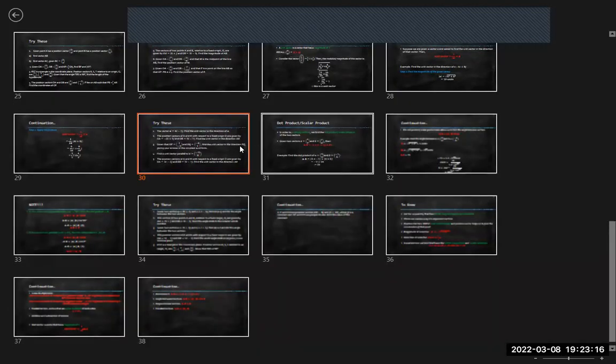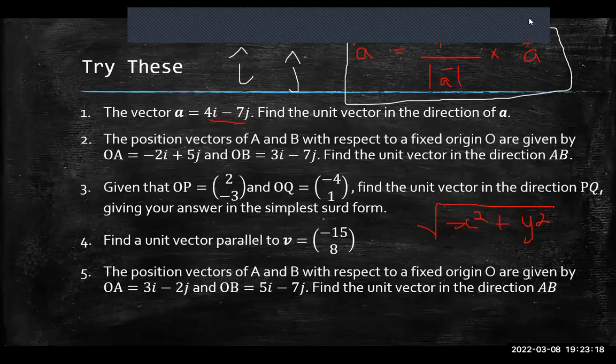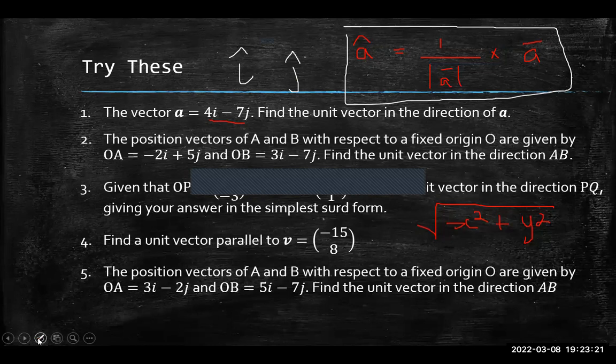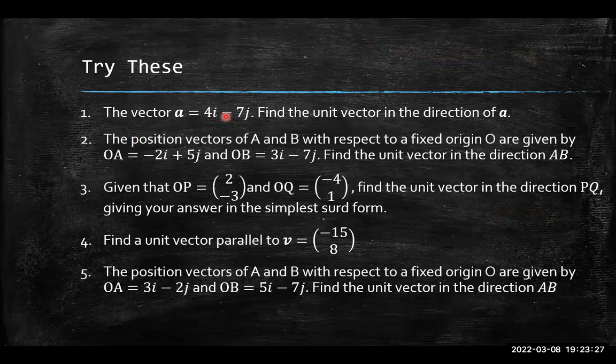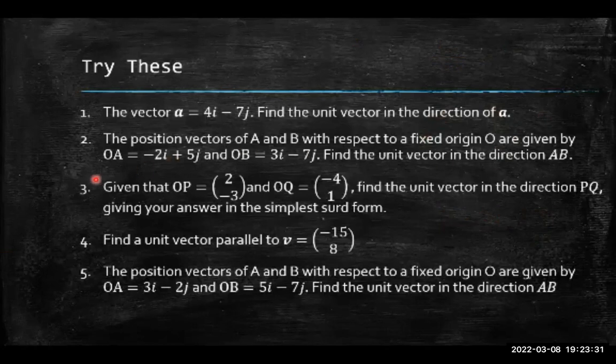Pressing on here. Let's continue this practice now. The position, hold on, let me get my little laser pointer. The position vectors of A and B with respect to a fixed origin O are given by OA is equal to -2i hat plus 5j hat, and OB is equal to 3i hat minus 7j hat. Find the unit vector in the direction AB.